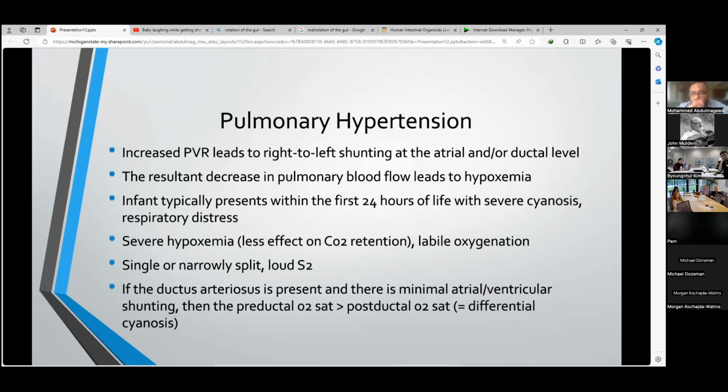If the baby is touched, the oxygen will drop. This is one of the signs in the NICU that would tell us this baby is having pulmonary hypertension. Usually it's a single or narrow split sound, loud S2. And if the ductus is present and there is minimal AV shunting, then the preductal sats will be higher than the postductal sats, which we call differential cyanosis, which means that the baby's right arm will have normal sats, but the left arm and both legs will have lower saturations.